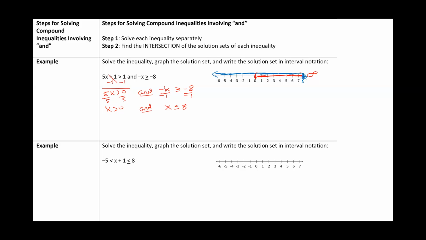Now, because we have an intersection, we only want to include the numbers that are part of both sets. In other words, we are looking for the overlap or the intersection, which happens right in the middle between 0 and 8. So the smallest value in our solution set is 0, and the largest value is 8. And only the numbers between 0 and 8 are part of both solution sets.